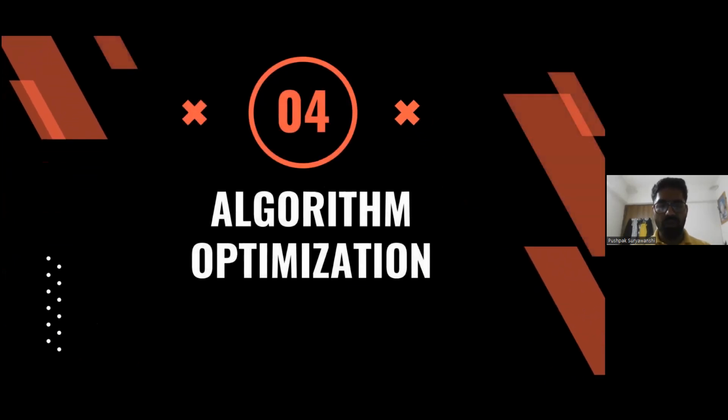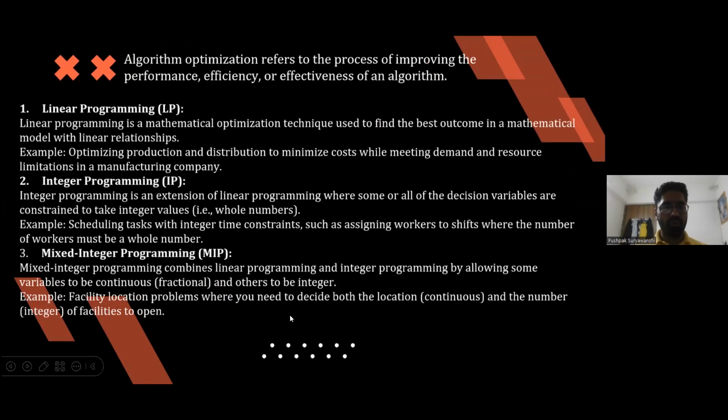Next, we'll look at what algorithm optimization is. Algorithm optimization is the technique for improving the performance and efficiency of an algorithm. It consists of three techniques: first is linear programming, then integer programming, and mixed integer programming. Linear programming is a technique used to find the best outcome in a model with linear relationships. For example, optimizing production and distribution to minimize cost while meeting demand and resource limitations in a manufacturing company. This is the case in this data set, so we'll use linear programming.